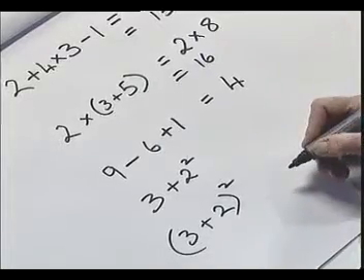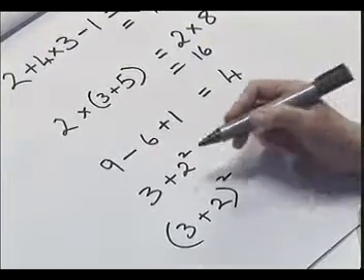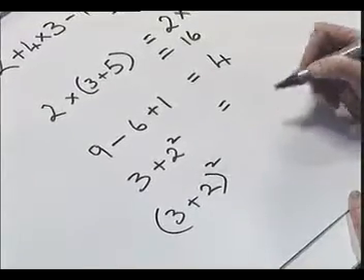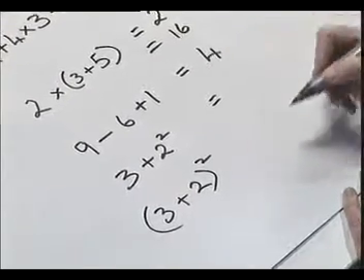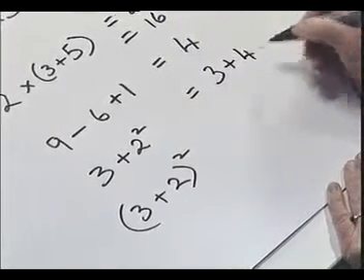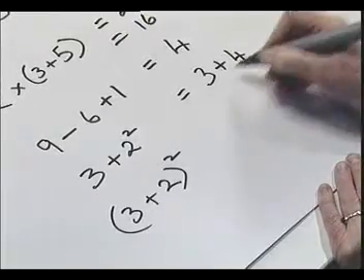The last two involving powers. 3 plus 2 squared. Well, using BODMAS again, we do the squares, the powers first. 2 squared is 4, so our expression becomes 3 plus 4. And 3 plus 4 is 7.